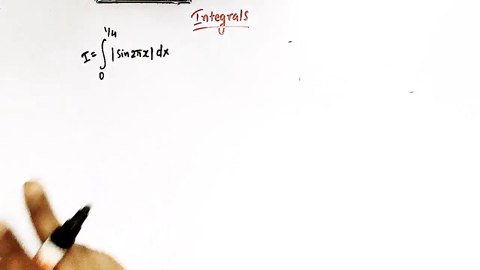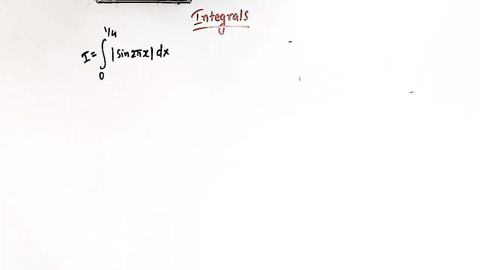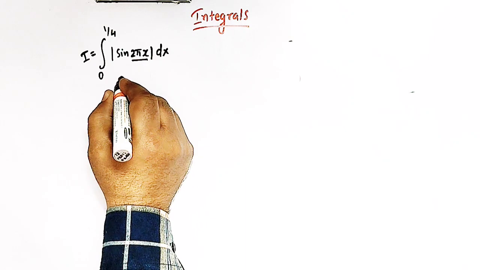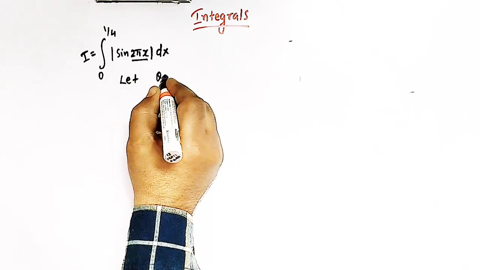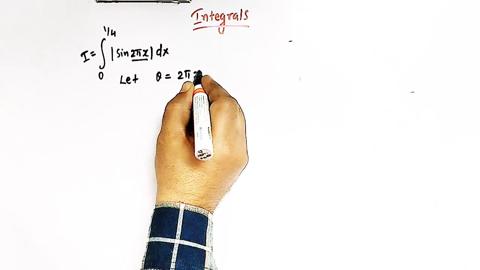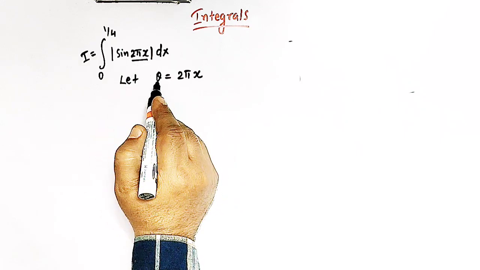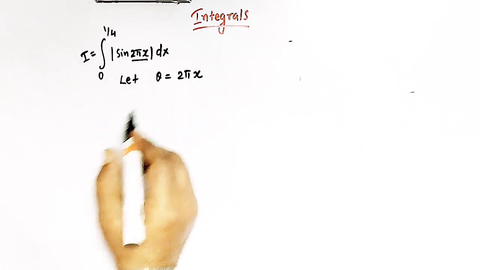Here we'll first make use of the method of substitution, and then apply some properties of the mod function and the sign convention of trigonometric functions in four quadrants. So let us substitute theta is equal to 2 pi x. We introduce this variable theta, and we take theta equal to 2 pi x.